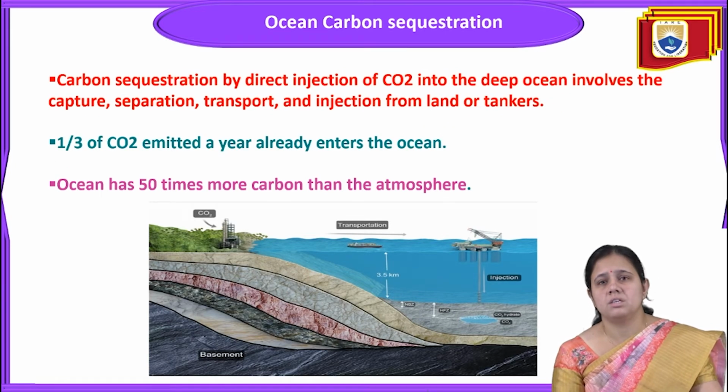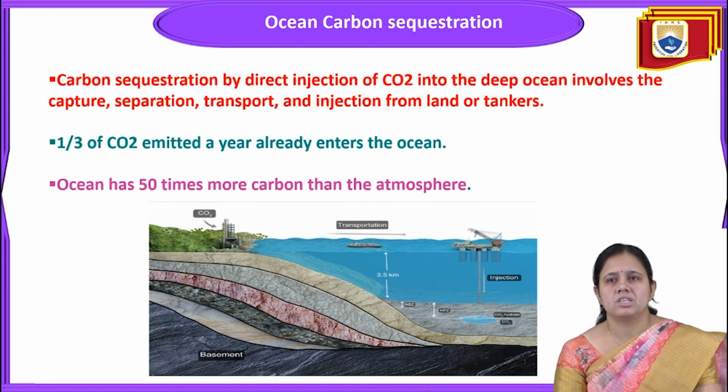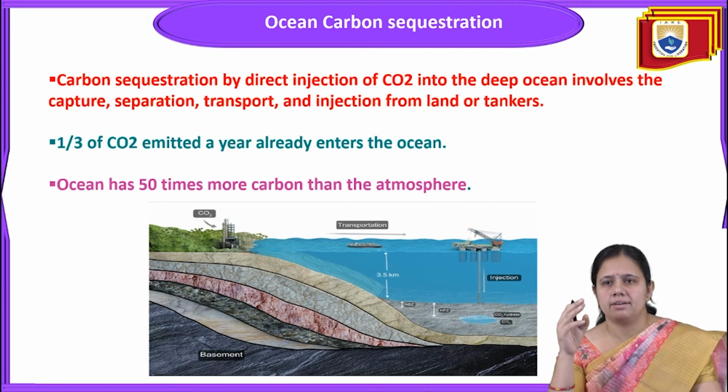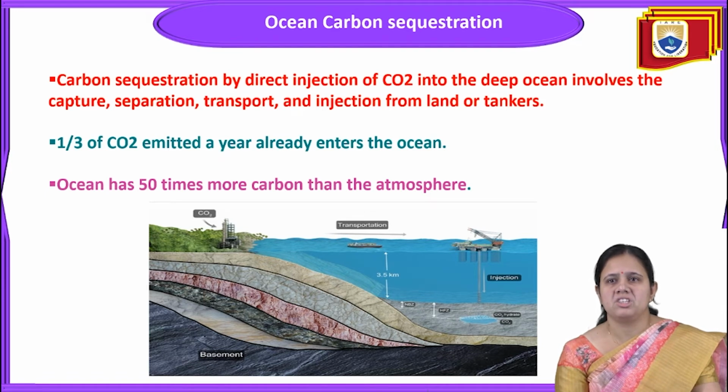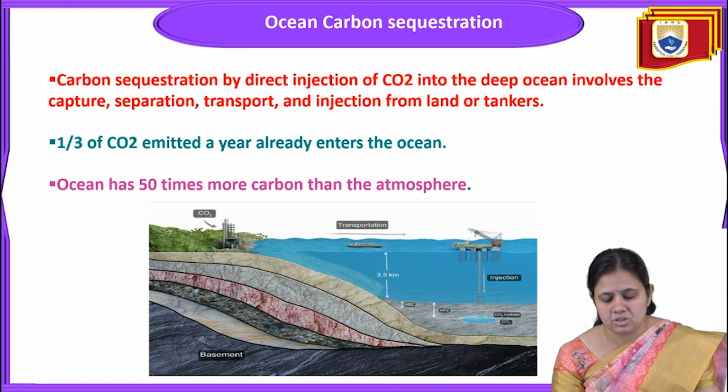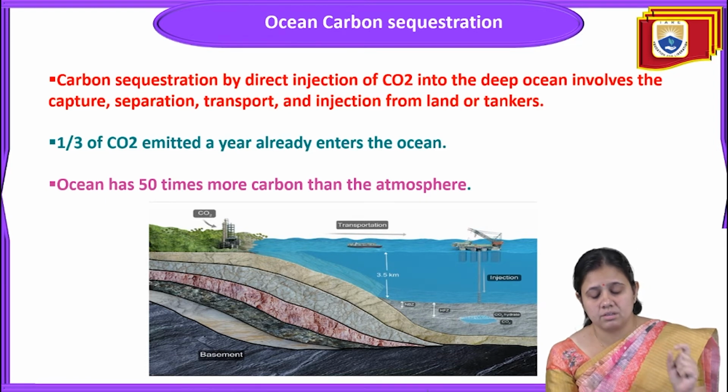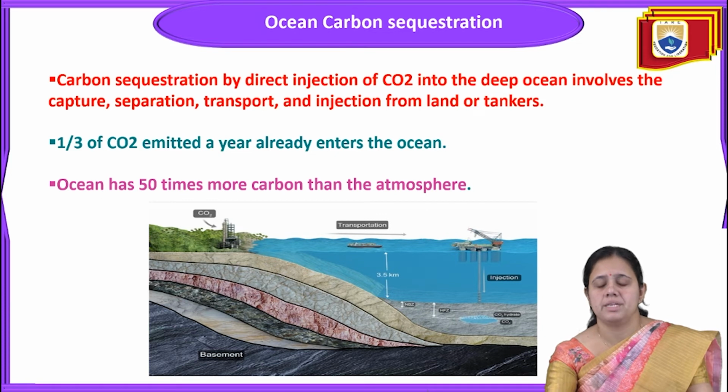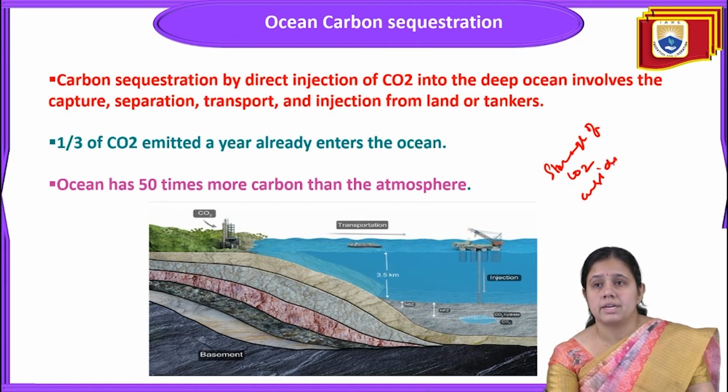Next is the ocean carbon sequestration. In carbon sequestration by direct injection of CO2 into the deep ocean, the process involves capturing carbon, then its separation, transportation and injection from land or tankers. You can see in the picture. So this is the storage of carbon inside the ocean.